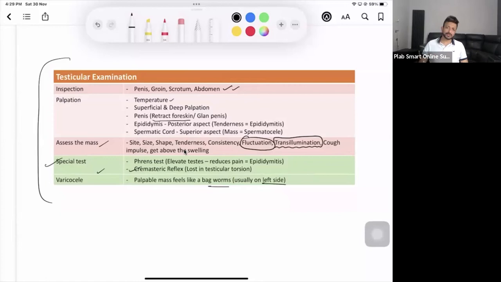That's it. Cough impulse also can be done, but it's a whole mannequin. Like the breast mannequin, somebody is wearing that mannequin, but nobody is wearing the testicular mannequin, the whole mannequin itself. So verbally, you can mention, like, I'll ask the patient to cough as well, just to check cough impulse. So this is your whole testicular examination.